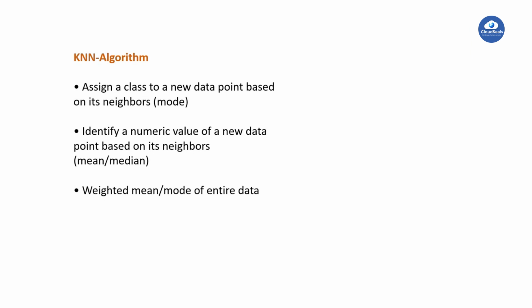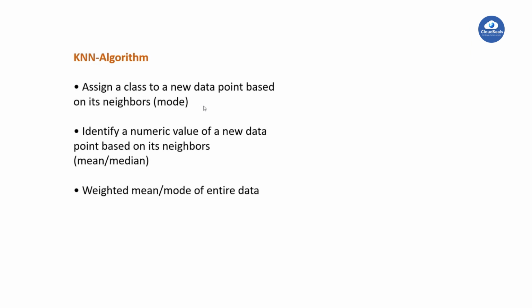This new data point belongs to class 0. What is the confidence? This new data point belongs to class 1. What is the confidence? This new data point belongs to class 2. Then, whichever class gets the highest confidence, we will predict that this data point belongs to that class. Same thing. That's what is happening in the k nearest neighbors algorithm. For example, assign a class to a new data point based on its neighbors.